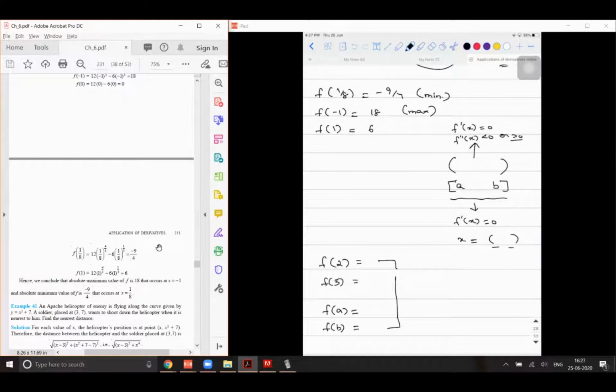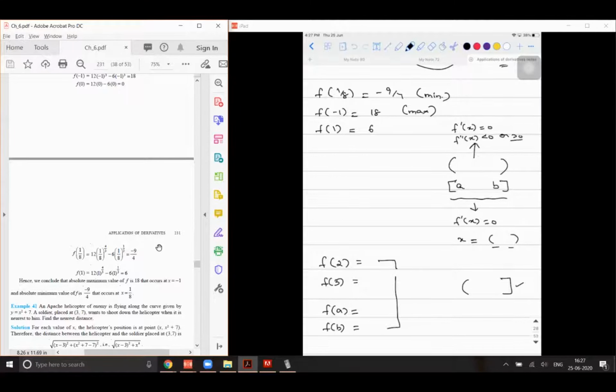Sir, what if one end of the interval is open and the other closed? Yes, then you have to check at the point which is included in the domain. To put it in simple terms, whichever point is included in the domain, you need to do a verification at that point also.